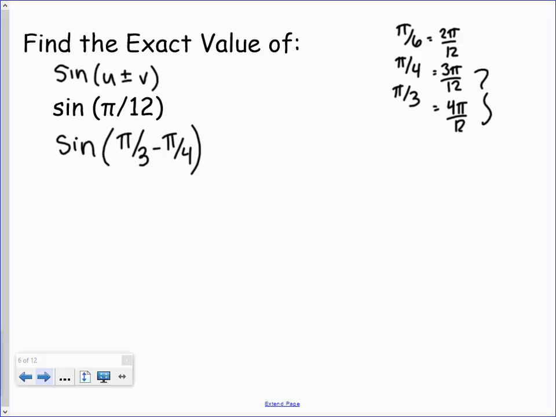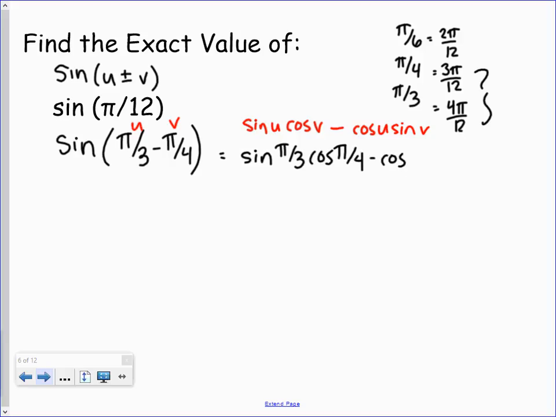So, I don't immediately know the sine of pi over 3 minus pi over 4. But if I flip back to the front of my foldable and I look up my difference formula for sine, I can break that up. I could do the sine of u times the cosine of v minus the cosine of u times the sine of v. And so my u is pi over 3, and my v is pi over 4. Okay, so following that formula, I'm doing the sine of u times the cosine of v minus the cosine of u times the sine of v. Okay, that's what that formula says. And I will replace those u's and v's with my angles. The sine of pi over 3 times the cosine of pi over 4 minus the cosine of pi over 3 times the sine of pi over 4.